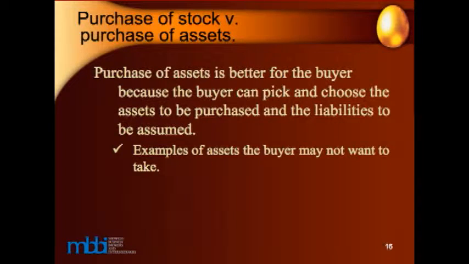Are there any other reasons why you're really stuck on a stock deal? Well, just like with being able to pick and choose our liabilities, the purchase of assets is better because we can pick and choose the assets that we're going to be looking at. Some of the assets that we may not want to take would include the cash, because that's just an offset against the purchase price. The personal vehicle, personal office furniture, things of that nature, we really don't care about those, and Steve, of course, wants to keep those things.